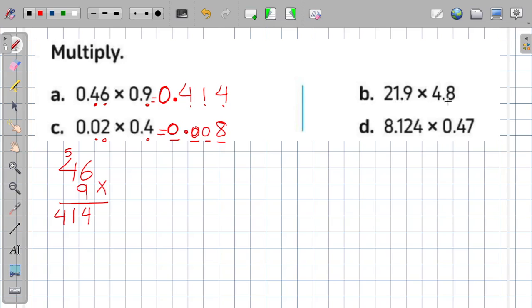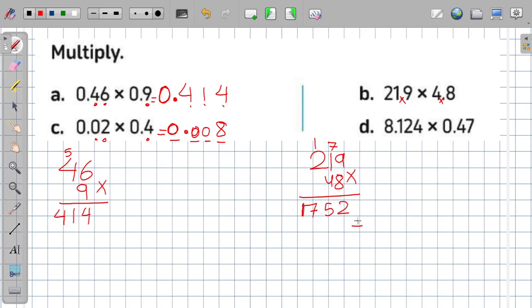Next one I have 21.9 by 4.8. Ignore the decimal point. Okay, so I have 219 by 48. Okay, so 8 by 9 equals 72. So I have 2 and carry 7. 8 by 1 equals 8 plus 7 equals 15. So I have 5 and carry 1. 8 by 2 equals 16. 16 plus 1 equals 17. Okay, and this is the first number.